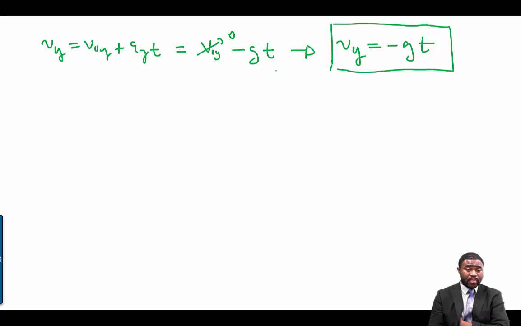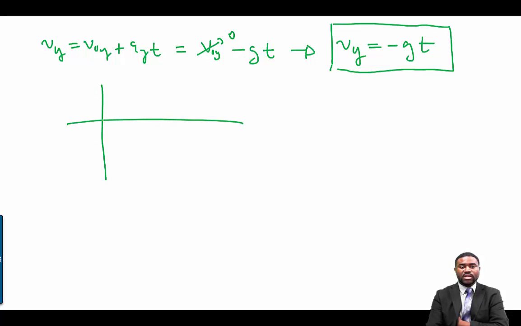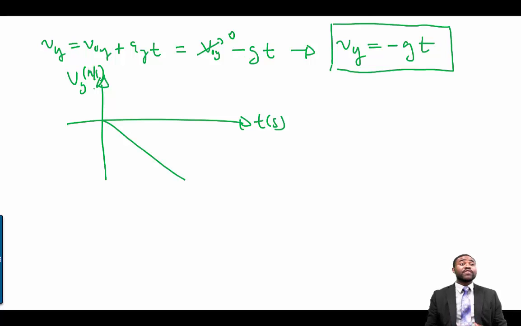Are you with me? If I draw the graph, it looks somewhat like this. This is t in seconds, and this is what? V in meters per second. Please copy fast. Copy. Any questions? Any questions?